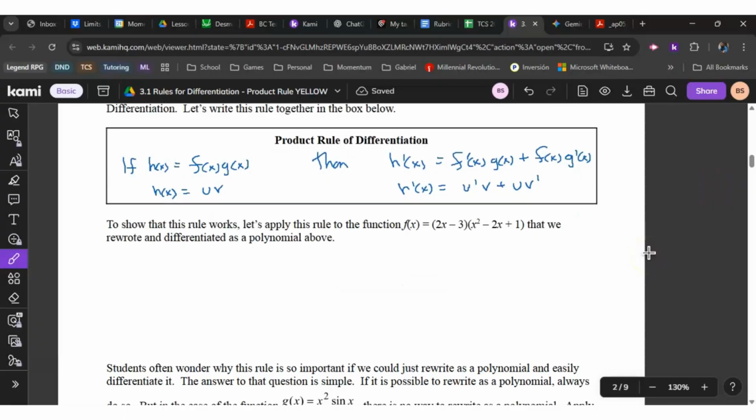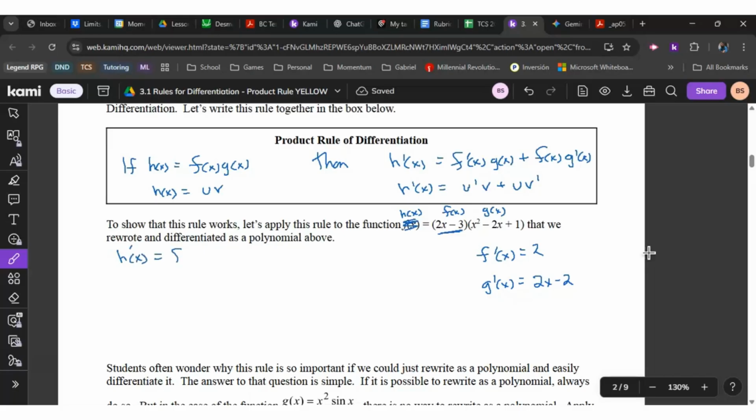So if we take a look at this one, let's rename this because that way it'll help us with this notation. So let's change this to h of x. Let's make this one f of x and this one g of x. Now let's write out what those two derivatives are. So f prime of x is what if I take the derivative of just that first bracket? It's just 2. And what about g prime? This one's a little bit tougher, but not much. 2x minus 2.